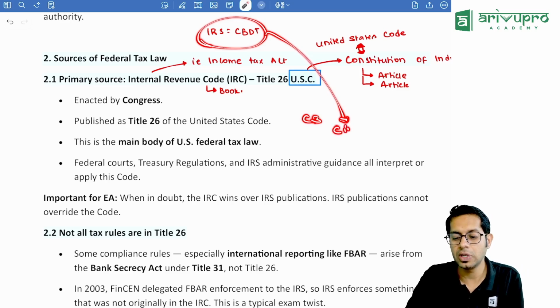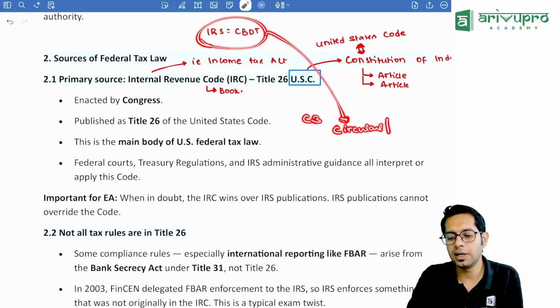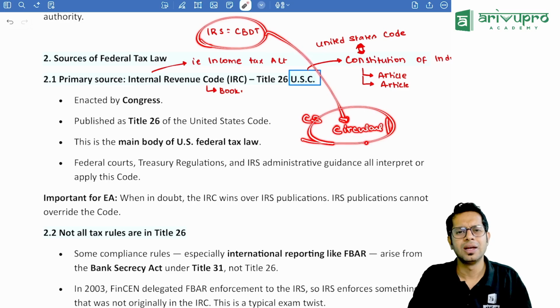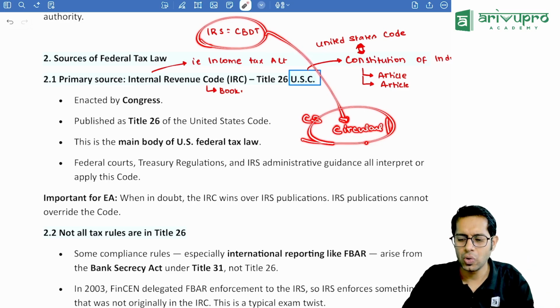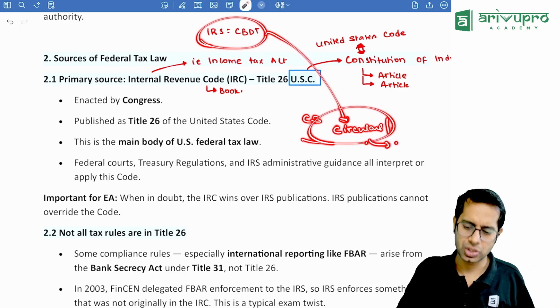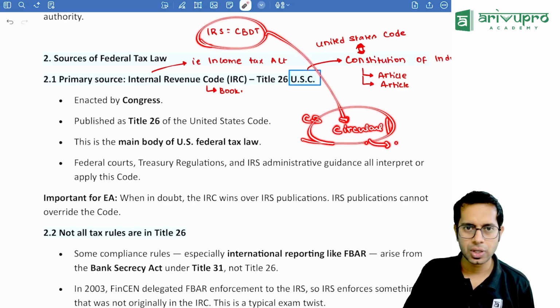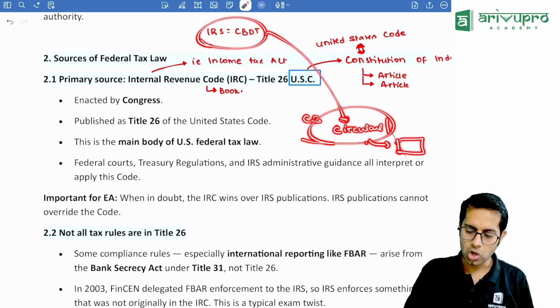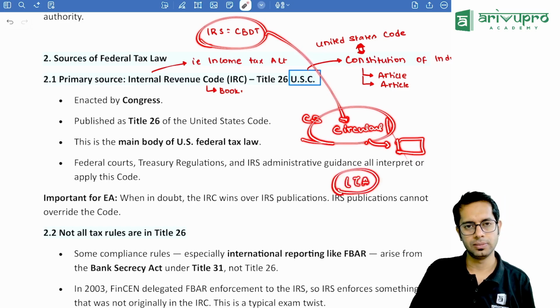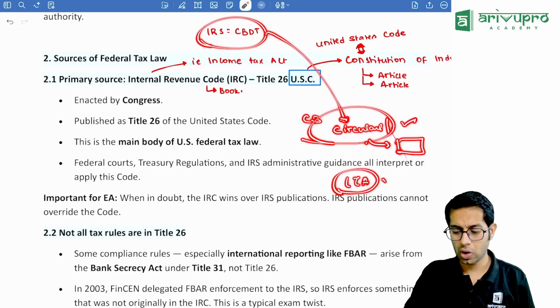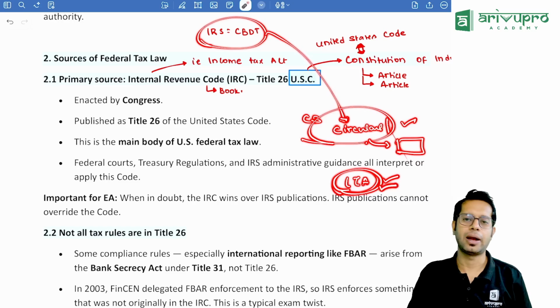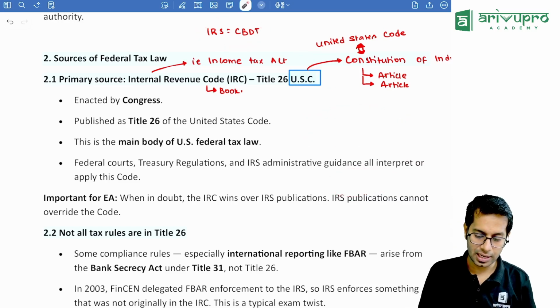CBDT will keep on giving circulars. Circulars are some understanding it has to give, meaning there is some provision of the law, and about that provision they have to make something clear. So they are going to give some circular, or some explanation. Now with respect to that circular or explanation, should I follow that circular, or should I follow the Income Tax Act? What should I follow, sir? Lawmaker says, when you are in doubt whether to follow circular or the Income Tax Act, please follow the Income Tax Act.